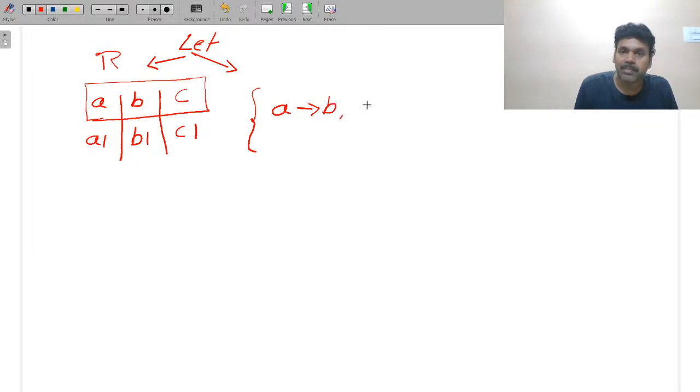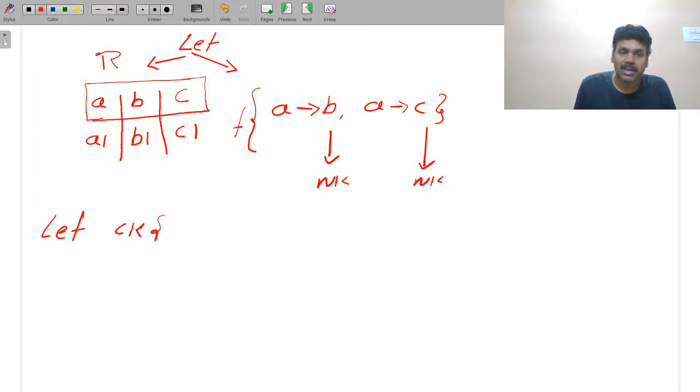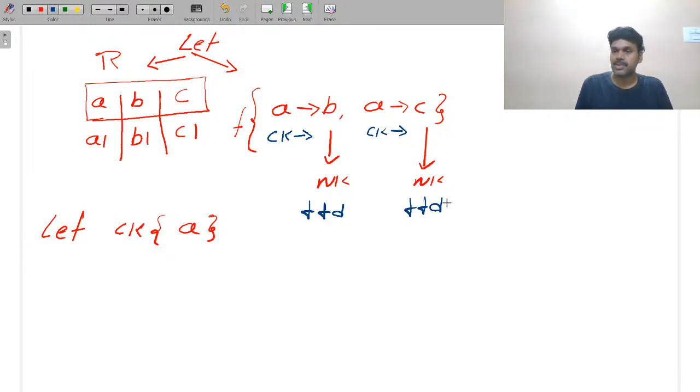A implies B and A implies C. Friends, you will understand what type of dependency it is. We understand that this B is a non-key and this C is also a non-key, depending on A directly. Let us say the candidate key is A. As the candidate key is A, your non-key depends on the candidate key, and the candidate key implies non-key. In that case, both dependencies are fully functional dependencies only.